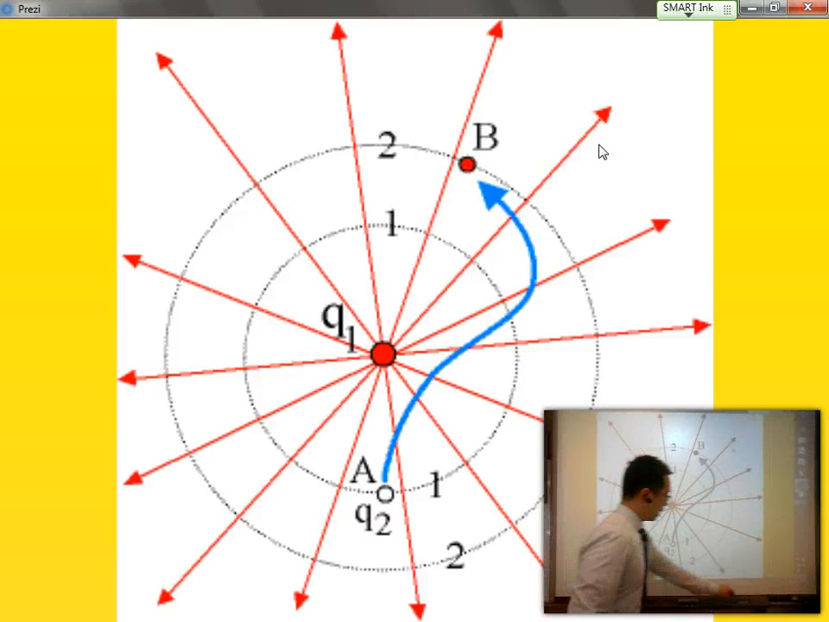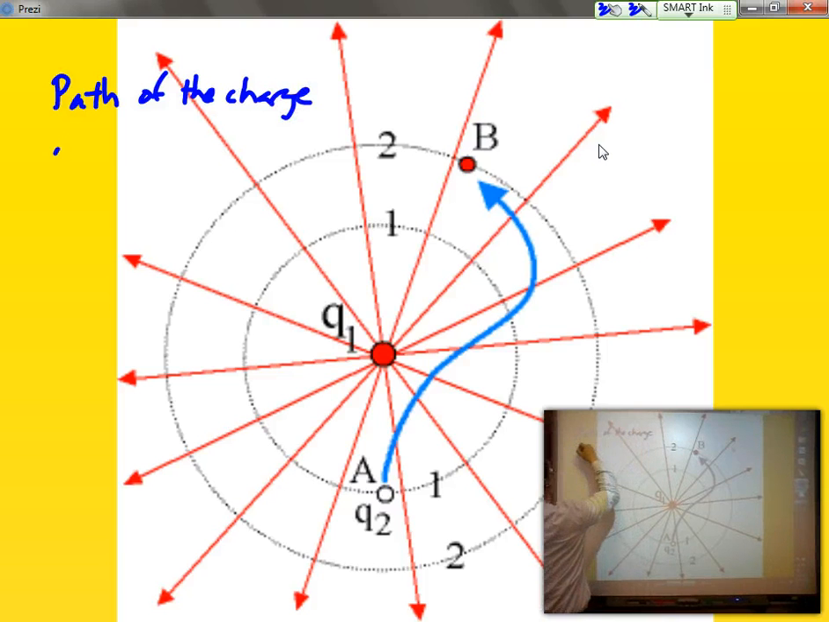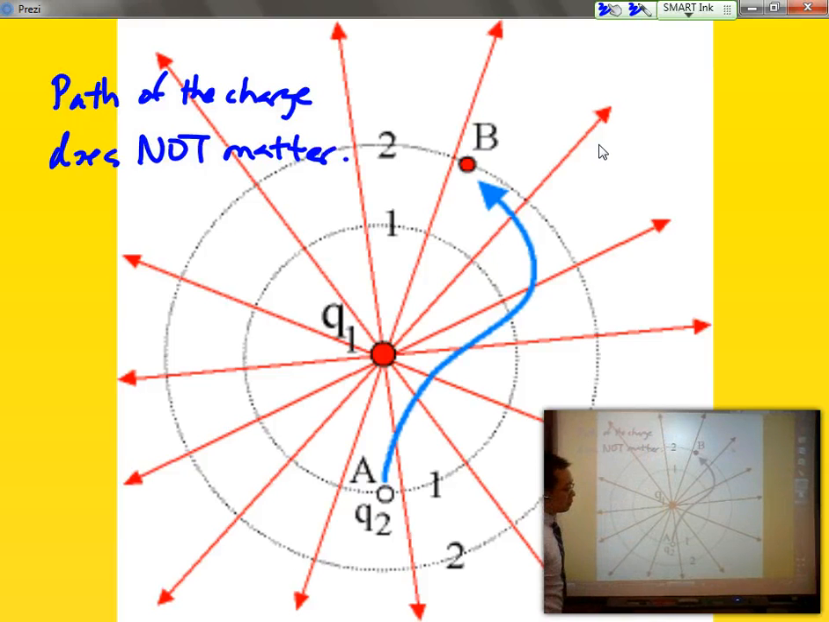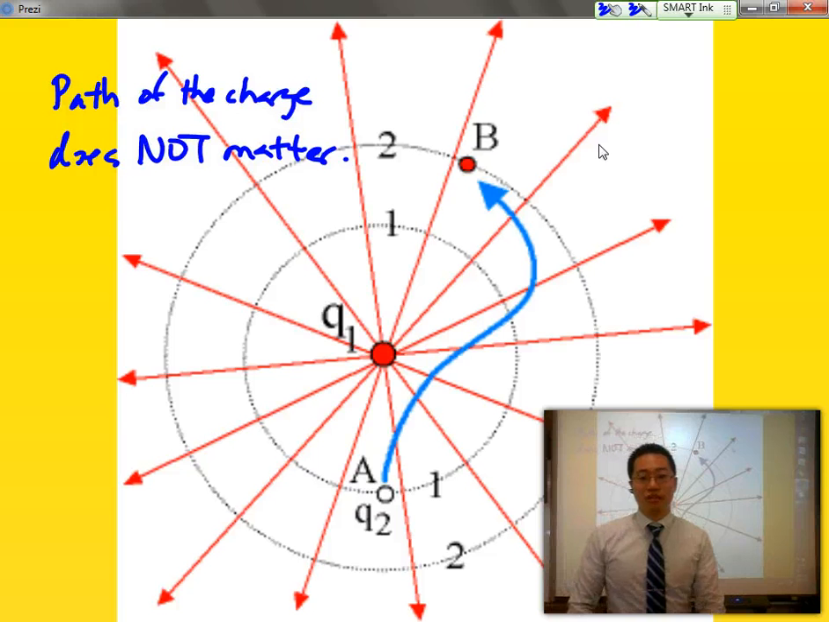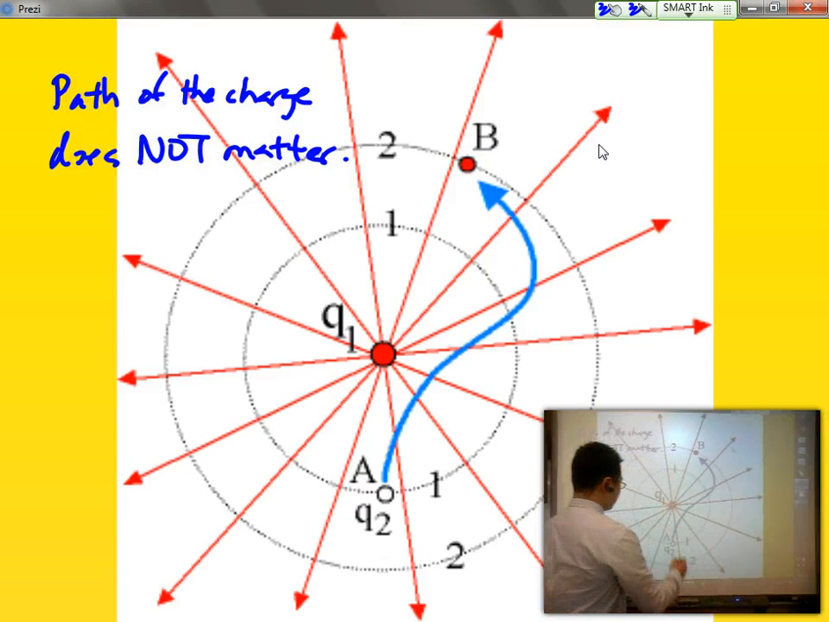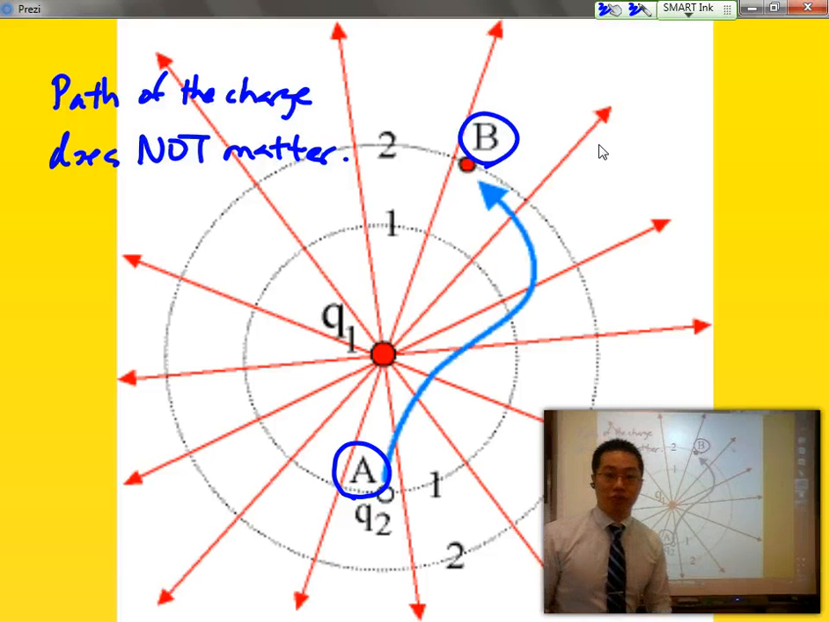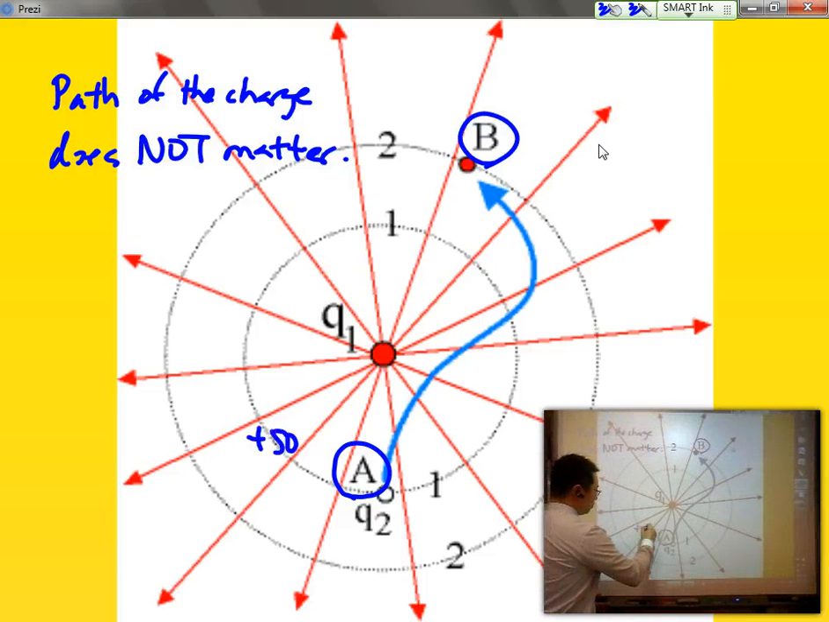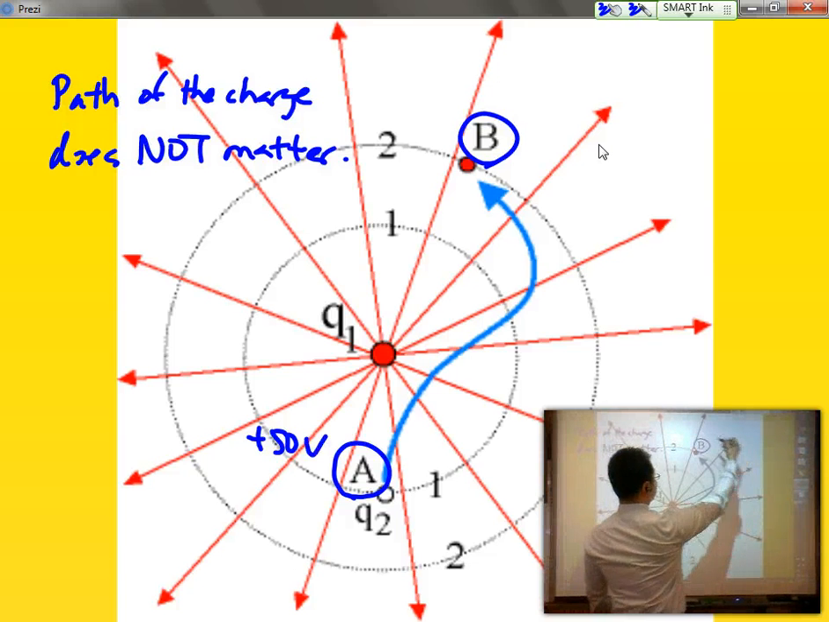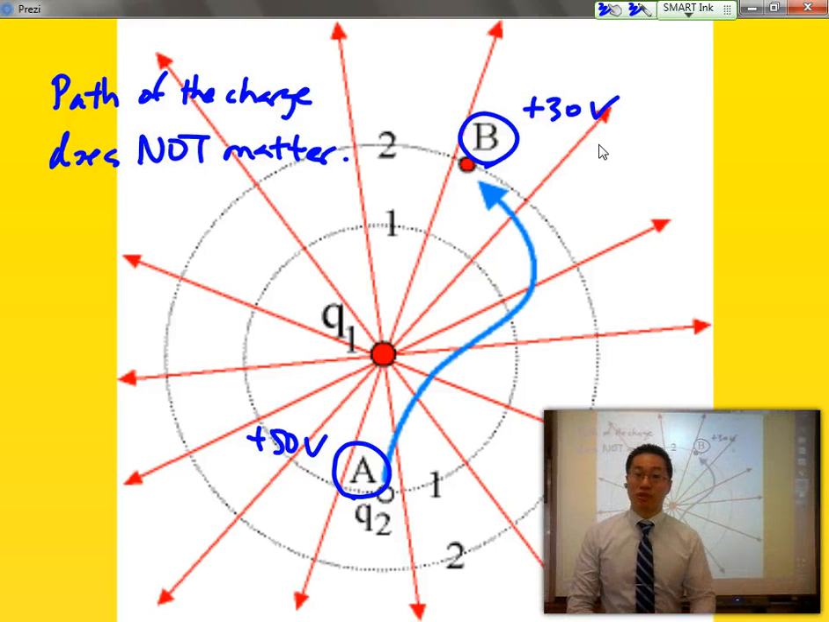Now, in this case over here, I just want to reiterate the path of the charge does not matter. Okay. In this case, let's say that we're taking it from location A to location B. Location A could have an electric potential of, let's say, positive 50 volts. B is further down the hill, so let's say it has an electric potential of positive 30 volts. Of course, the potential difference in this case would be 20 volts.